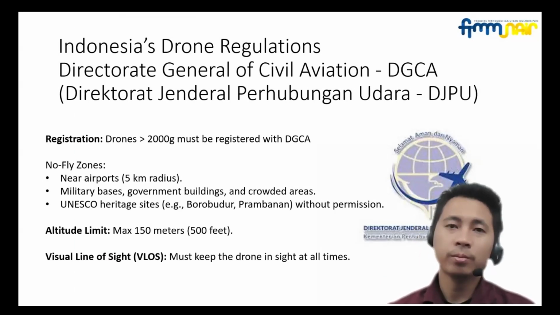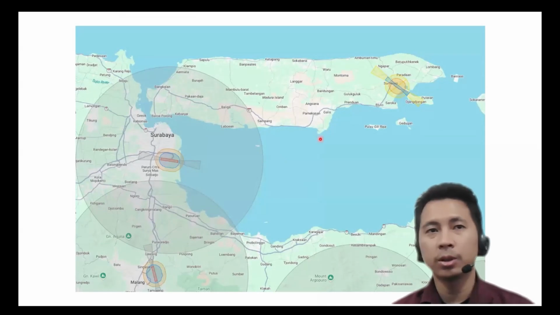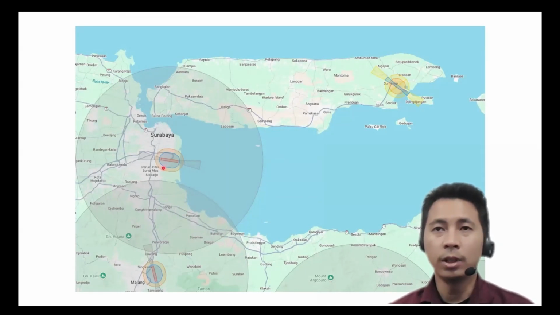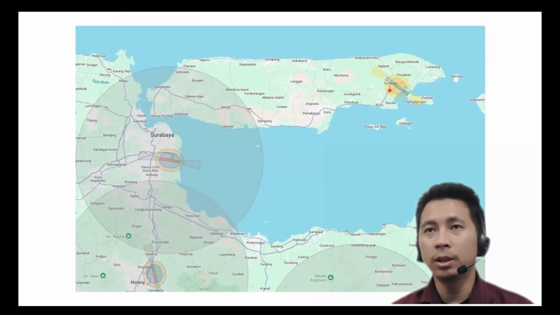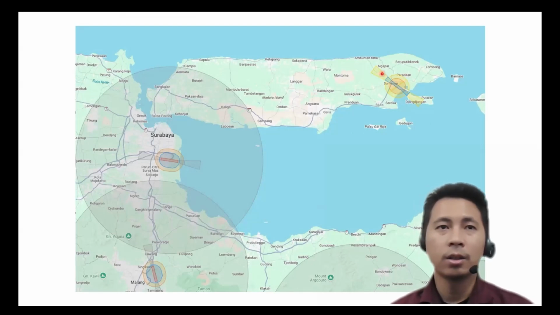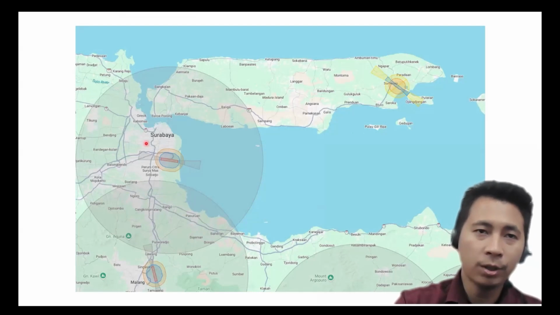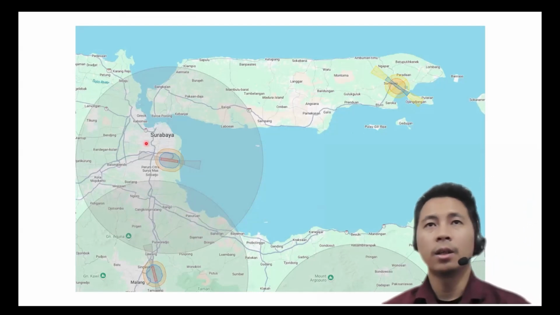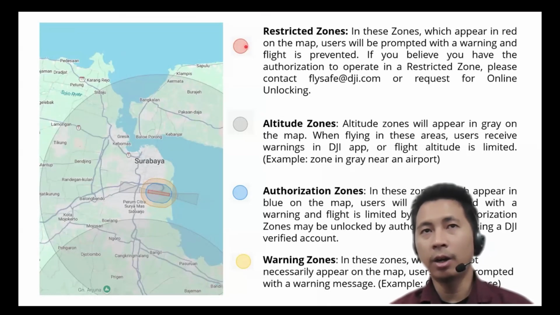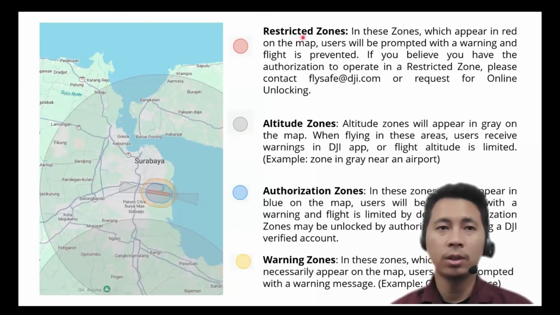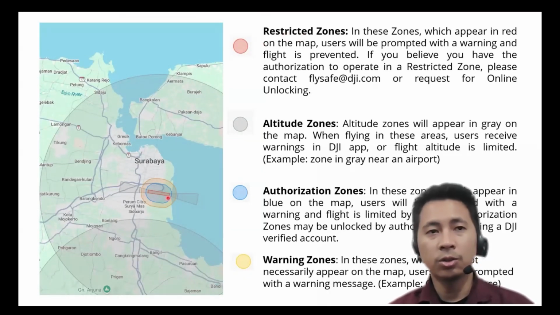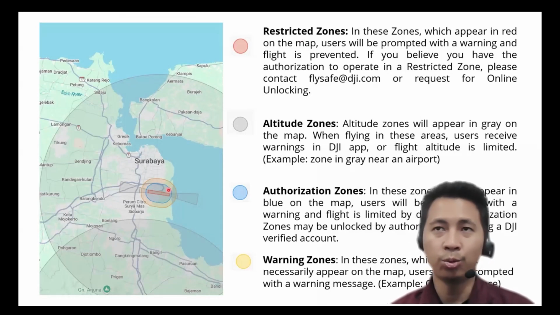And this is the no fly zone map. You can see here there is an area. This is the area of the airport. This is the area that is not allowed to fly the drone. But not all of it is no fly zone, there are rules. We can see here there is a red area. It is a restricted zone. Restricted zone means you absolutely cannot fly any drones there.